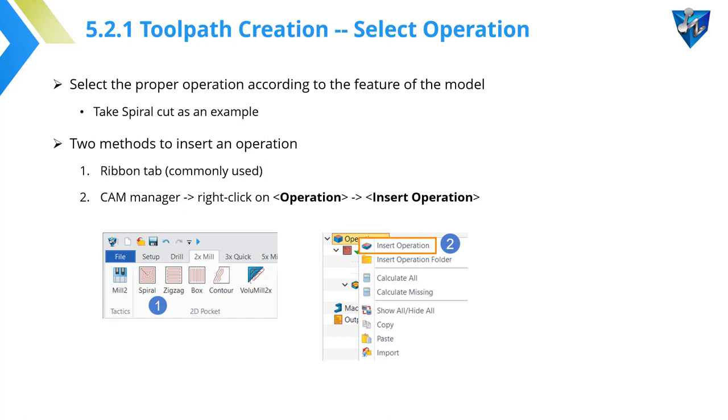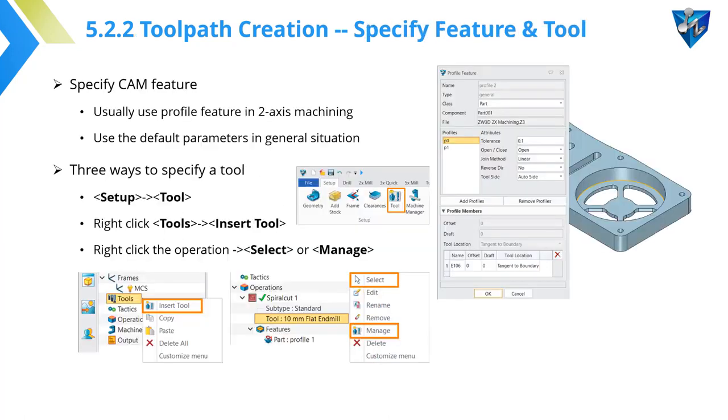So first, we will select a proper operation according to the feature of the model. So there are 2 ways to insert an operation, from ribbon or from the right-click menu of the operation. And we will specify the cam feature. Generally, we will use the profile feature in 2-axis machining, and we will keep the default parameters in general situation. And there are 3 ways to specify a tool.